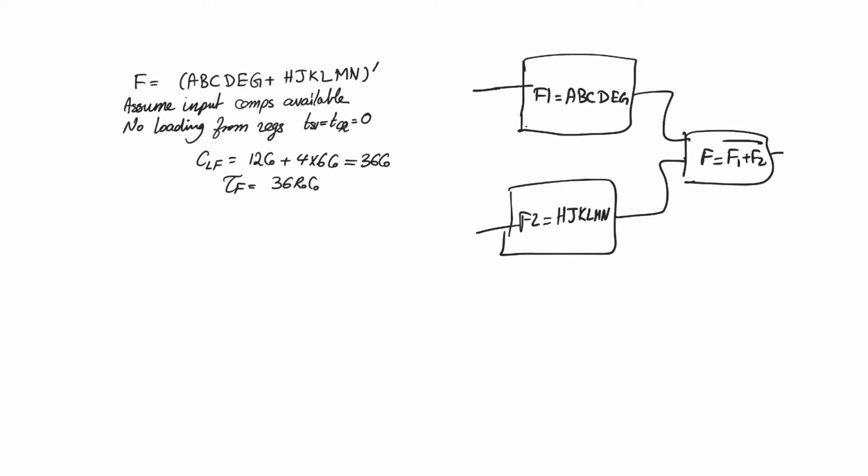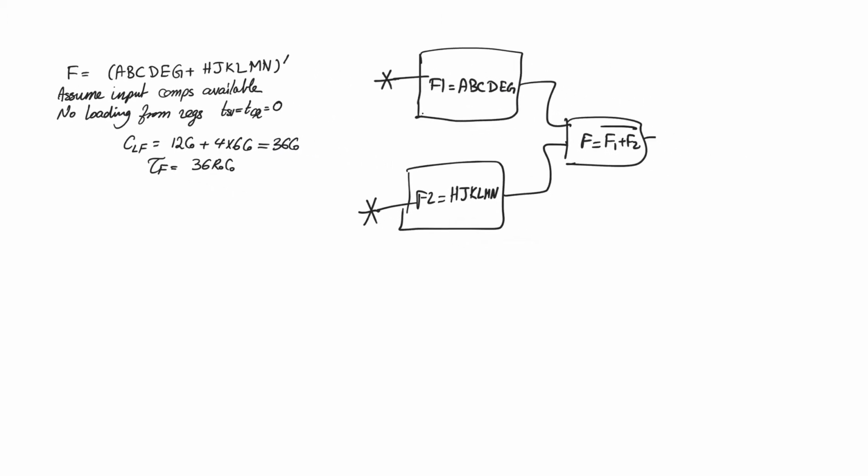And let's first assume that there are registers only at the inputs, the very first inputs, and the very last outputs from the circuit. And let's calculate the total time constant from the input to the output in this case. This is assuming that the critical path goes through either F1 and F or F2 and F, because F1 and F2 are both the same kind of gate. Now F1 and F2 are going to be 6-input NOR gates.